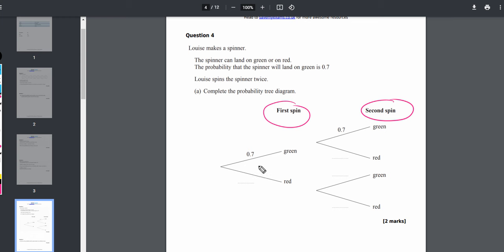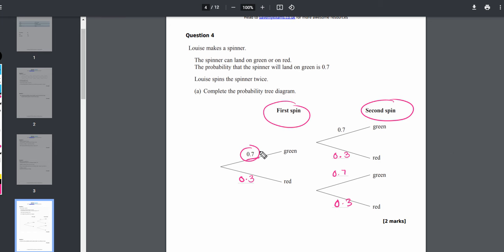So in the first event we got the green color. The probability of getting a green is 0.7. Now the probability of getting a red will be equal to 1 minus 0.7 because the sum of all the probabilities is equal to 1. So if the probability of green is 0.7, the probability of red should be equal to 0.3. So we'll get 0.3 over here. Now similarly over here, the probability of green is 0.7, so the probability of red is 0.3. Over here the probability of green is 0.7, so the probability of red will be equal to 0.3.